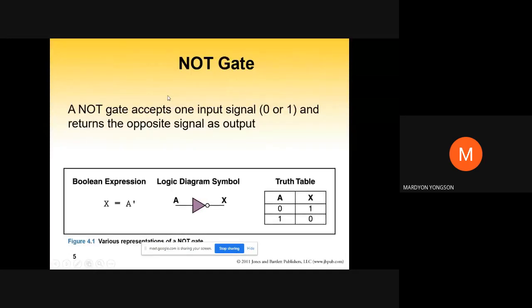And so first, we have this NOT gate. So ang definition ng NOT gate, a NOT gate accepts one input signal, 0 or 1, and returns the opposite signal as output. So dito sa illustration, makikita nyo ito yung Boolean expression. We have x equals not a or x equals a complement.